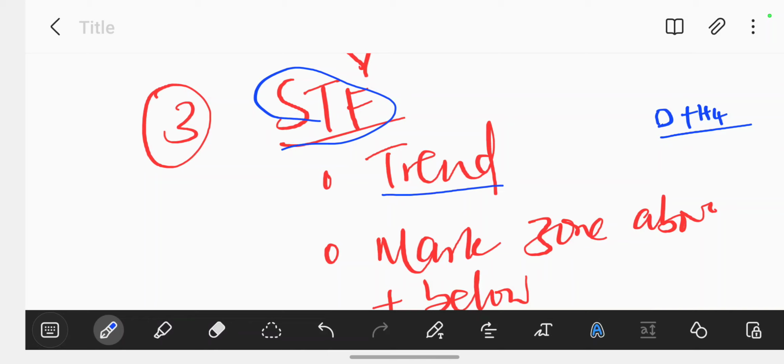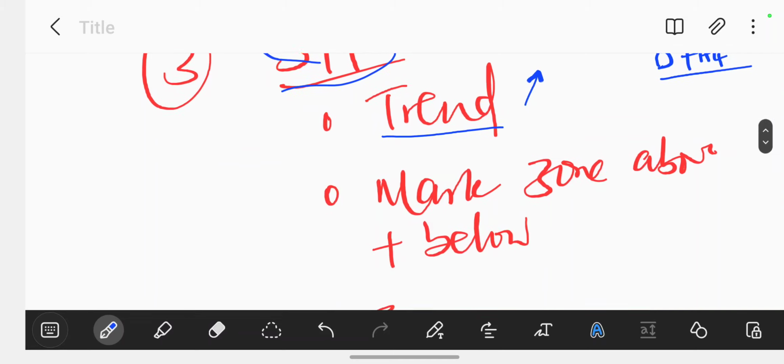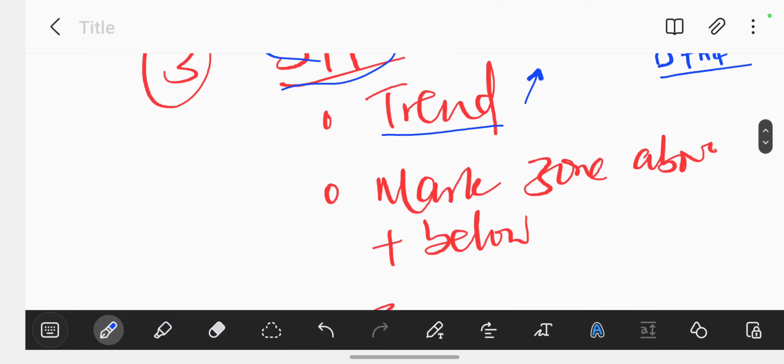Then once you have decided on the trend, let's say your daily said you're going up, and then your H4 says you're going up as well. So it means everything is easier now because they're all going the same direction, so it's easier for you to take trades. So you've decided on the trend, and then you just mark the zone above and the zone below.